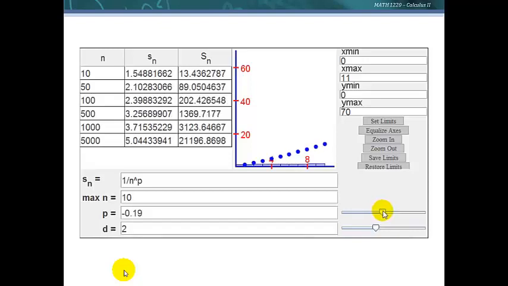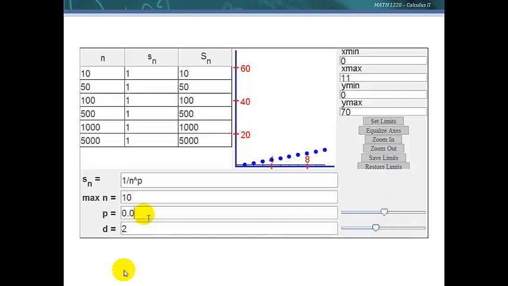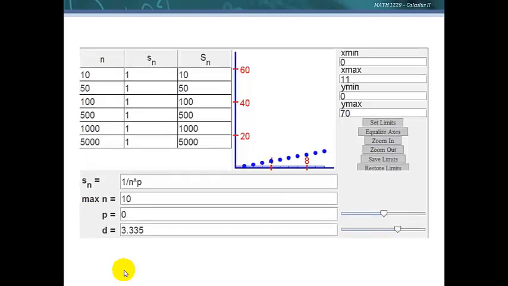And what happens if we had p equaling 0? Actually, I'm going to type in 0 so we can hit it right on. If p equals 0, what are we seeing here? Well, we would have 1 over n to the 0, and n to the 0 is 1, so we would just have 1 over 1. You can see that each term is 1. If we sum up 10 terms, we get 10, 50 terms, we get 50, so this is just increasing linearly here. Now, what's going to happen if we make p positive?